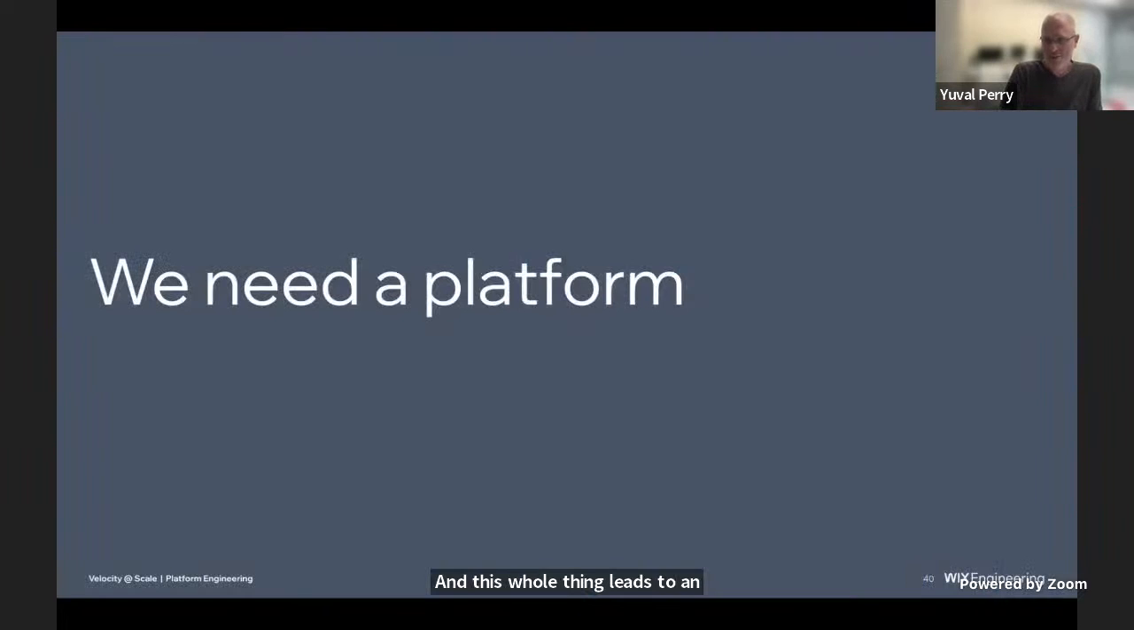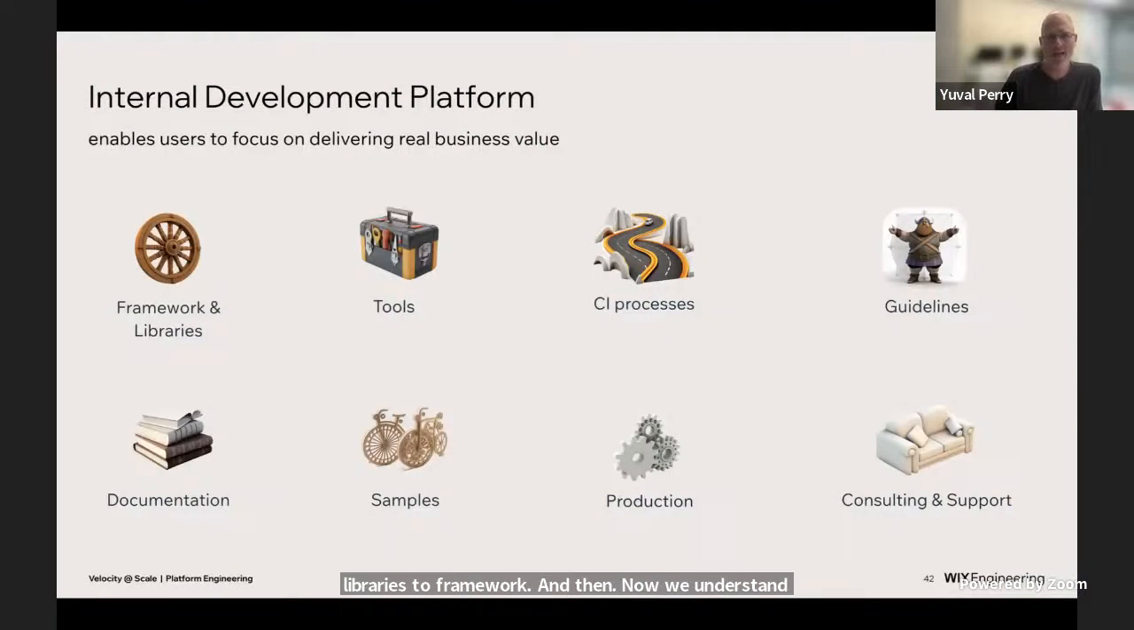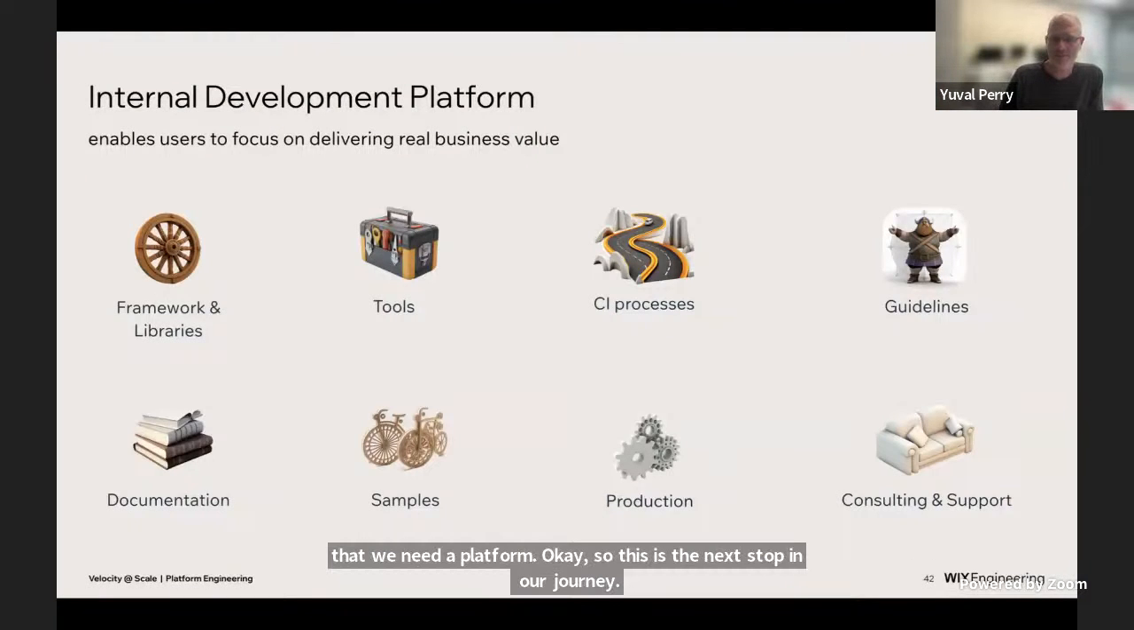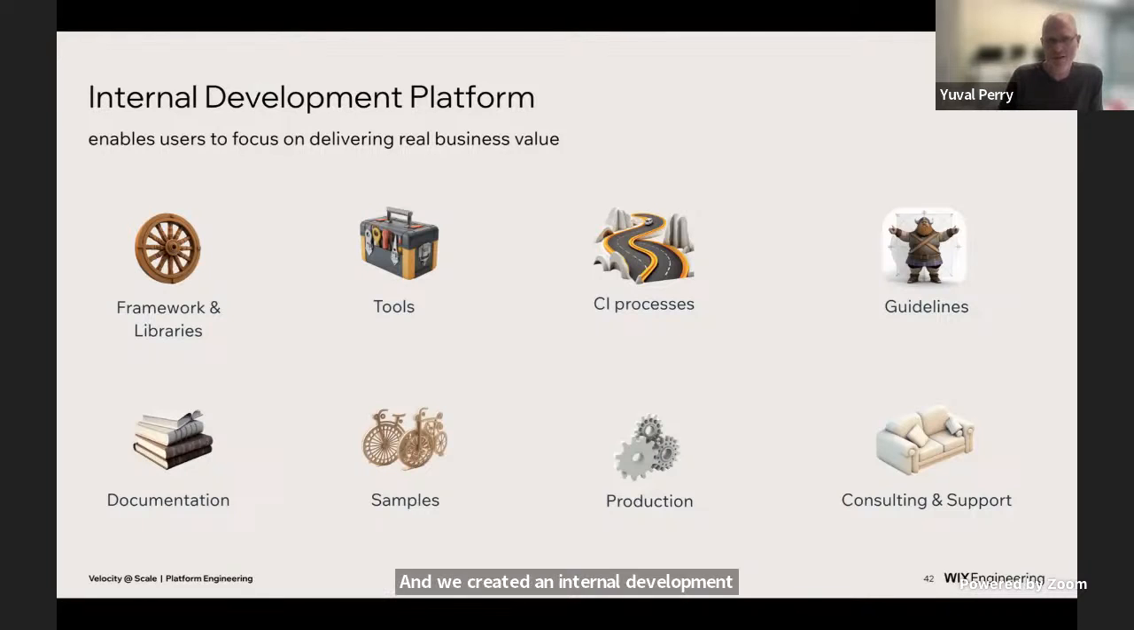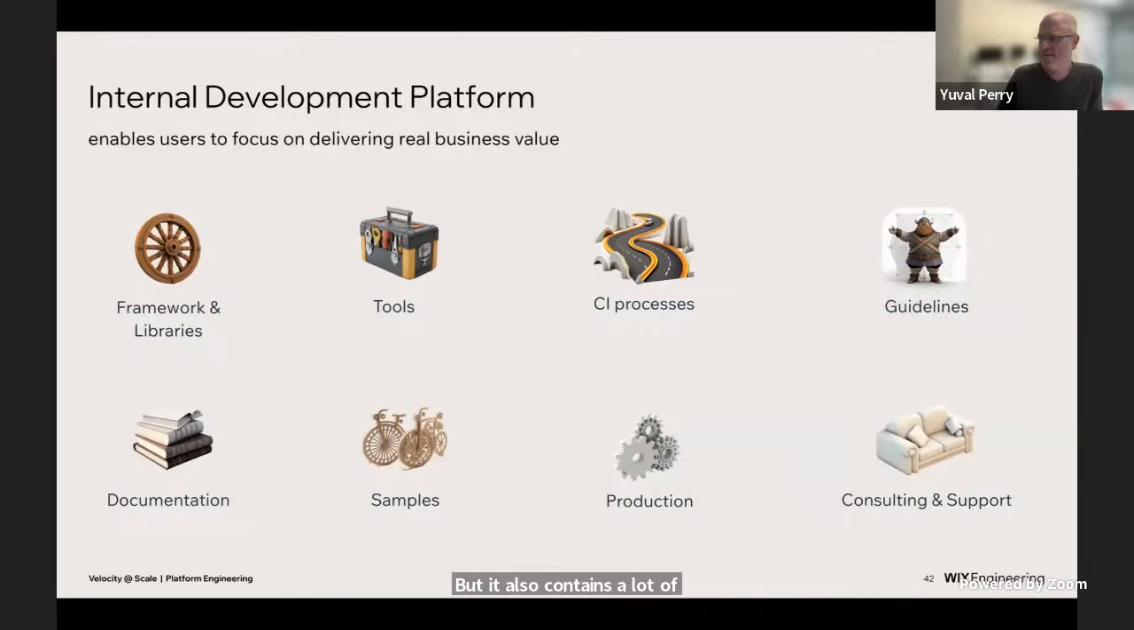At this time, we understood that we need to go up in the abstraction level, moving from libraries to framework, and then now we understand that we need a platform. Okay, so this is the next stop in our journey, and we created an internal development platform. And now, how does an internal development platform differ from our framework solution? So obviously, it contains the framework and the libraries, but it also contains a lot of tools that we created, and I can share some of the new cool ones, like autocomplete tools and the wizard tools, and the AI tools obviously that are integrated in CI processes, obviously, guidelines and examples.